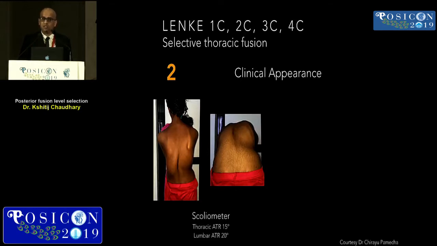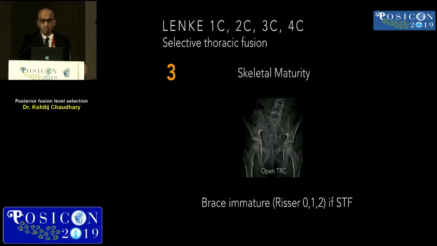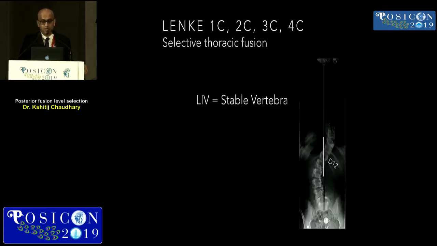That's why one always has to look at the clinical appearance of the patient. If the scoliometer readings show that the lumbar prominence is bigger than the thoracic prominence, then whatever those radiographic parameters may show you, that's not a good candidate for doing a selective fusion. And lastly is the skeletal maturity, and we have known for a long time doing selective fusions for very immature kids can predispose them for an add-on, and sometimes these patients also, in addition to fusion, need to be braced.